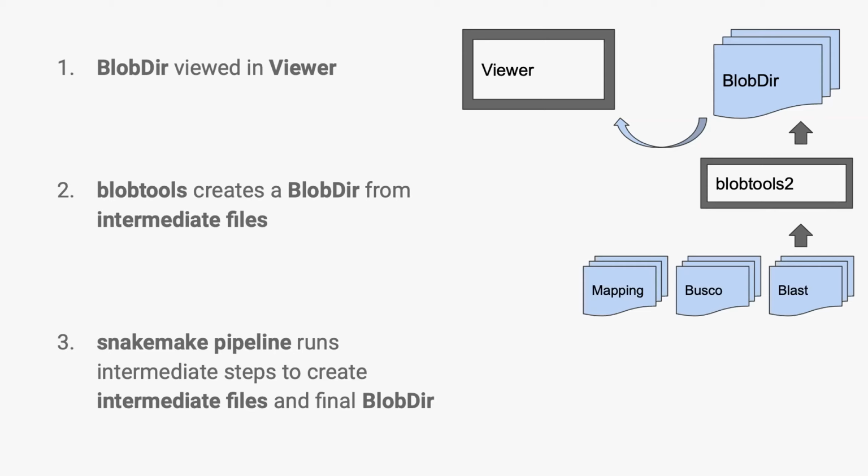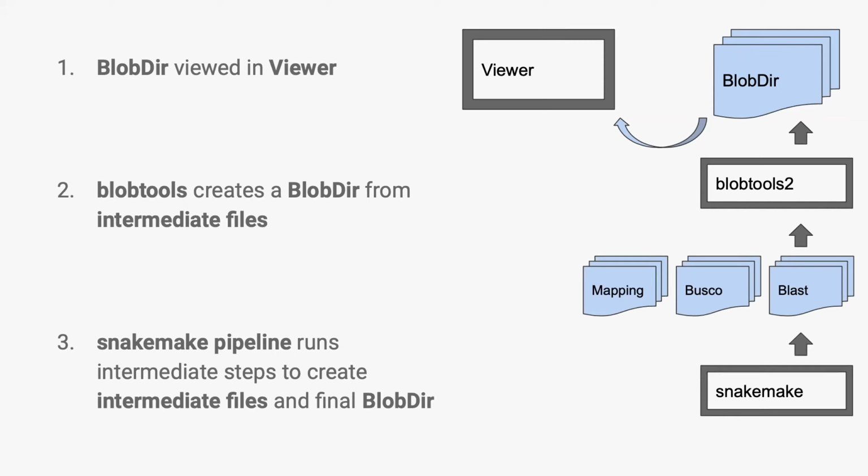BlobTools takes all these intermediate files, which are mapping files, BUSCO files, BLAST files. We've even got things for tRNAscan and so on and so forth. And it'll take all of that, aggregate it all together, and turn it into this blob dir, which can be viewed. And the Snakemake pipeline, I'm just repeating myself, but giving you a visual, runs all the intermediate steps.